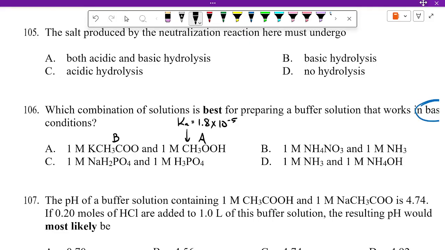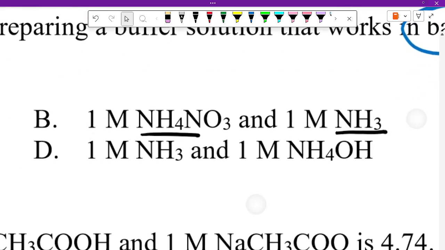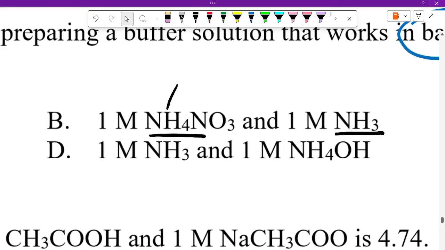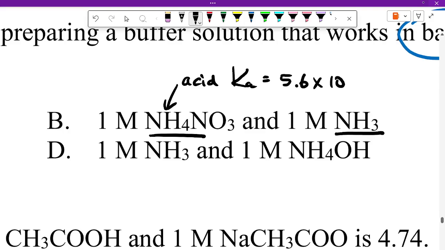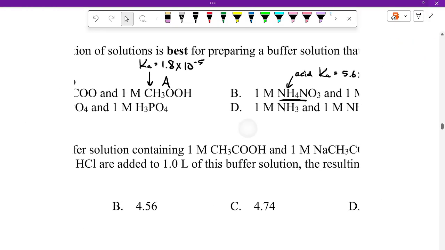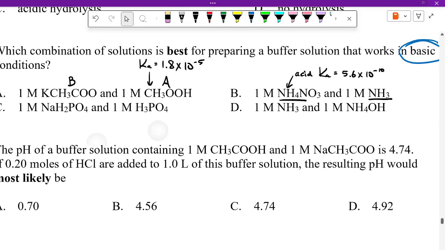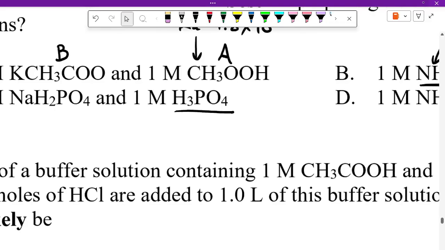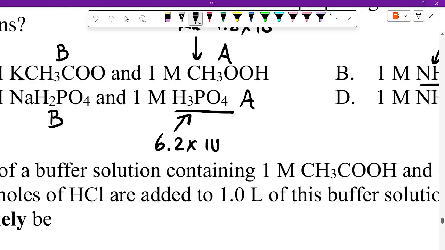Over here, I have NH3 and NH4. Who is the acid and who is the base? NH4 is the acid, and its Ka is 5.6 times 10 to the negative 10. Here, we have an acid, and here's our base. So the Ka for this acid is 6.2 times 10 to the negative 8.